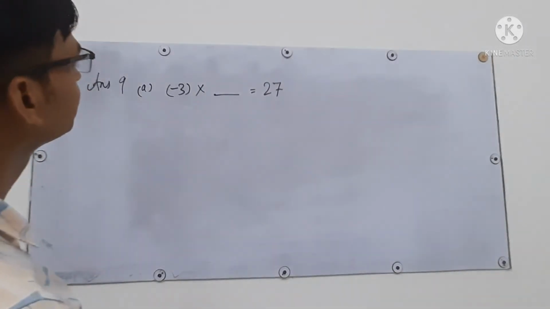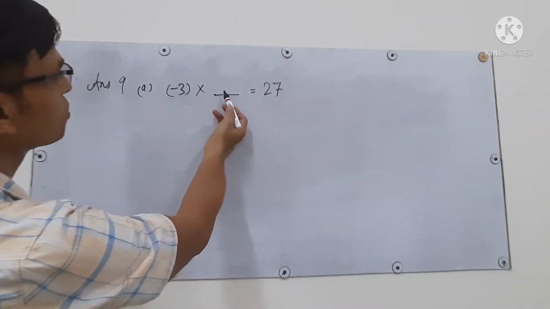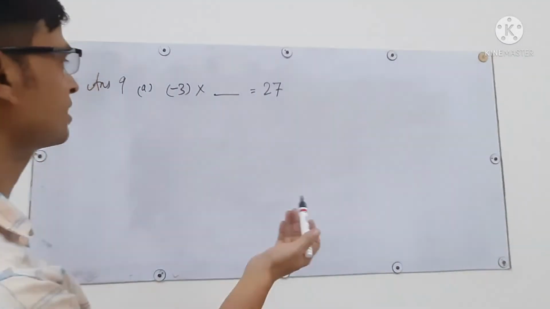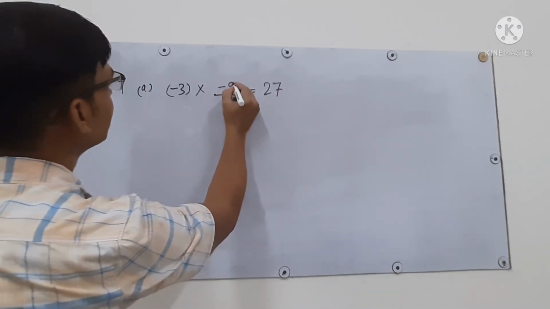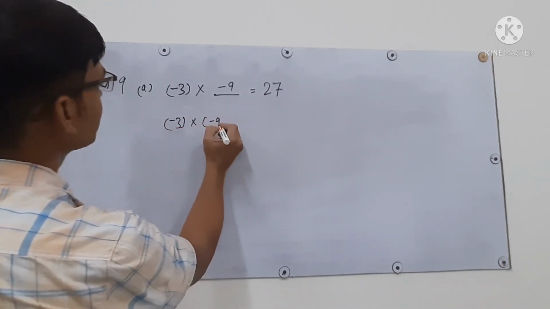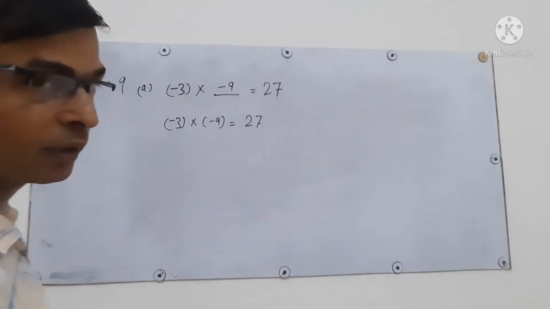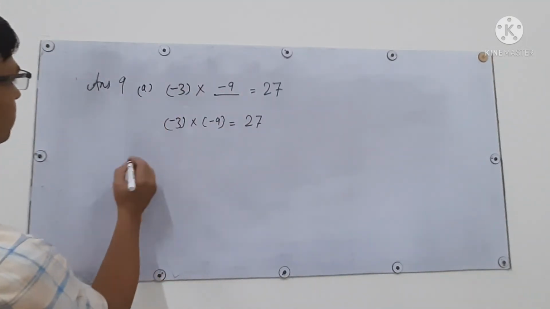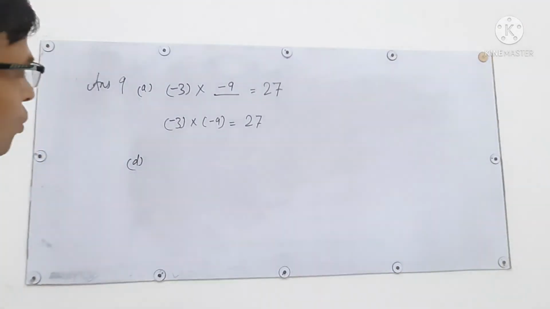What will be here? Because 27 is positive and -3 is negative, we have to put here a negative number, whose product with -3 is 27. So it is very easy. It will be -9. Correct. Why -9? Because -3 cross -9 will be 27, because minus times minus makes plus, that is 27. So what will be the answer? -9. Now we will do part D, and B and C you will do on your own.